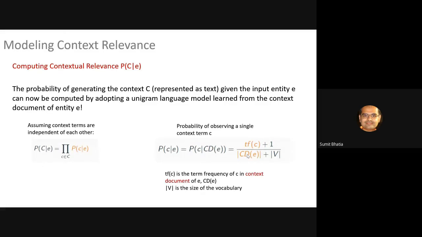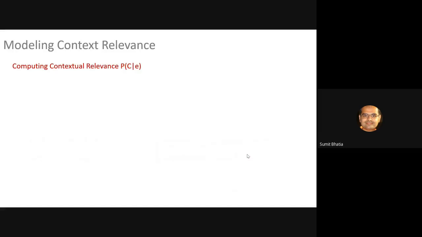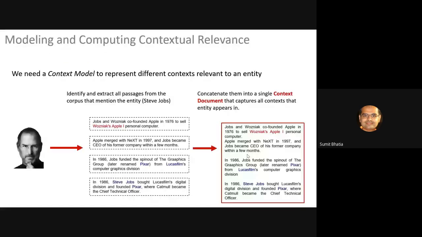Any questions till now? Is the formulation clear? One participant is asking, can you define CD(E)? CD is the context document of the entity, the context document which we defined here. So for Steve Jobs, the document on the right is the context document.